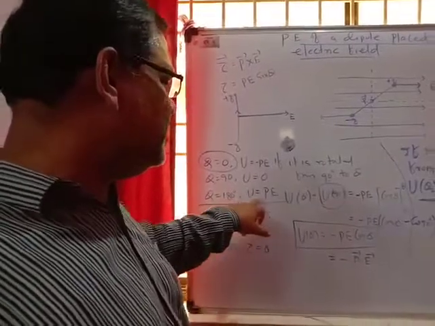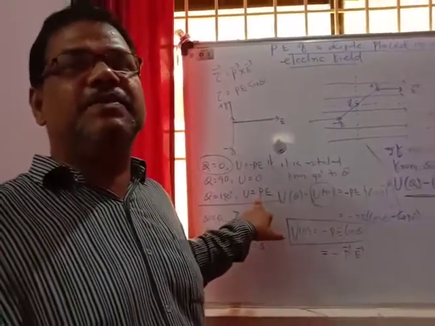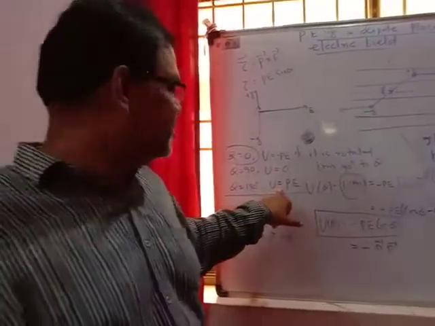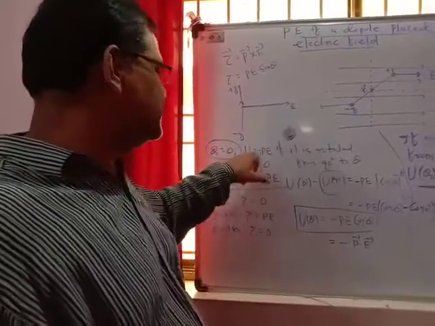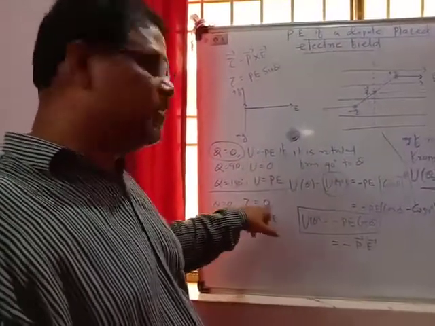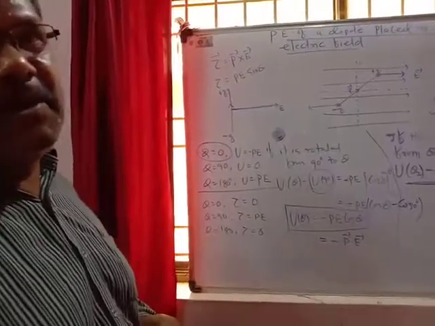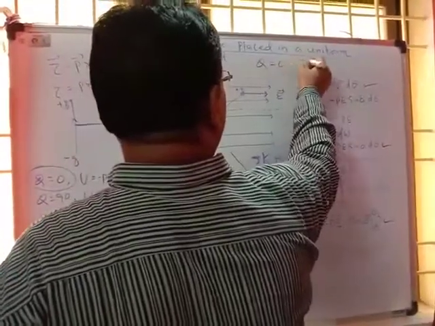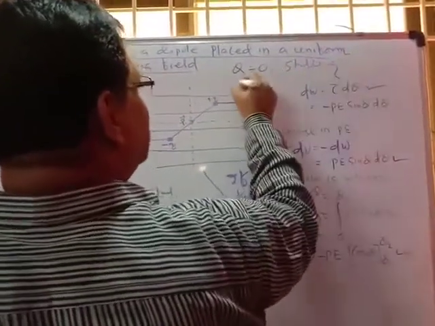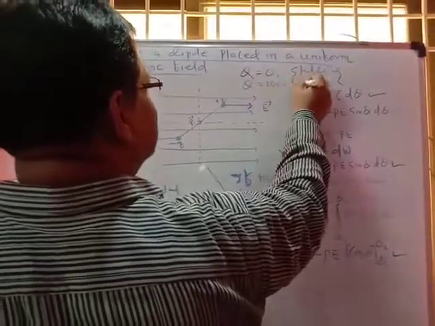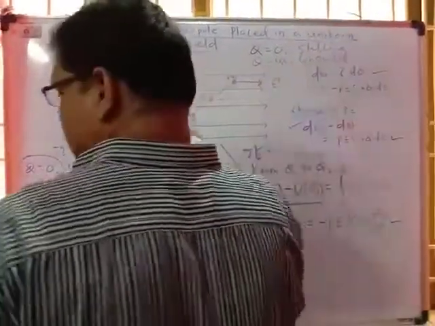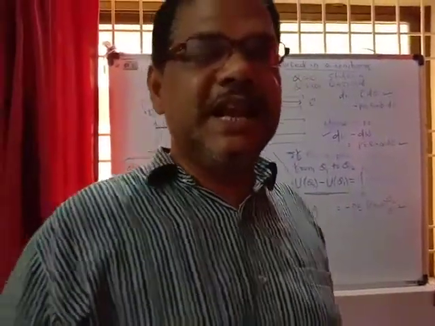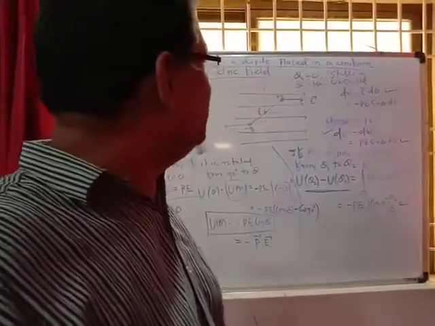When theta equal to 180, you will be getting the potential energy of the dipole maximum, U equal to pE, but torque will be equal to 0. In this case, it is the unstable equilibrium. And theta equal to 0, we get the minimum potential energy and torque equal to 0, so that is the stable equilibrium. So theta equal to 0 is stable equilibrium, and theta equal to 180 is unstable equilibrium. This is all about the electric potential energy of the dipole placed in a uniform electric field.